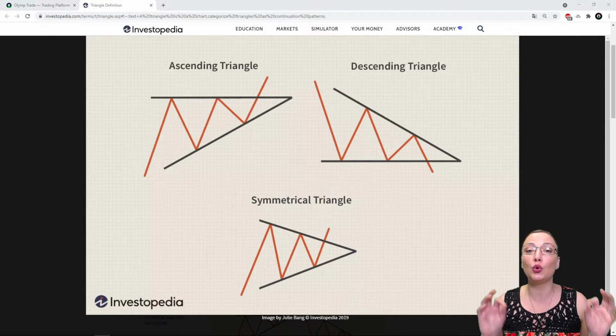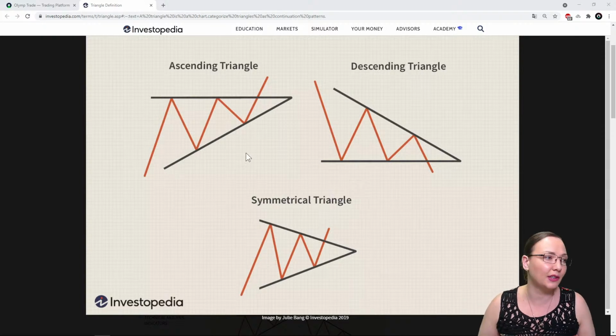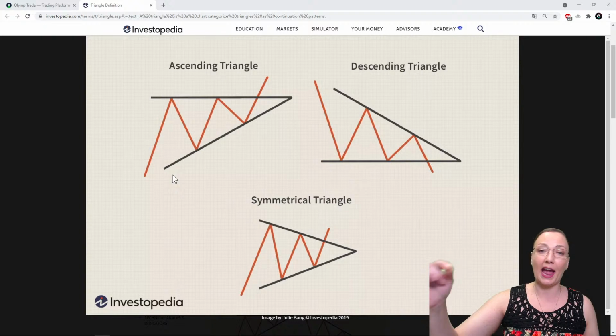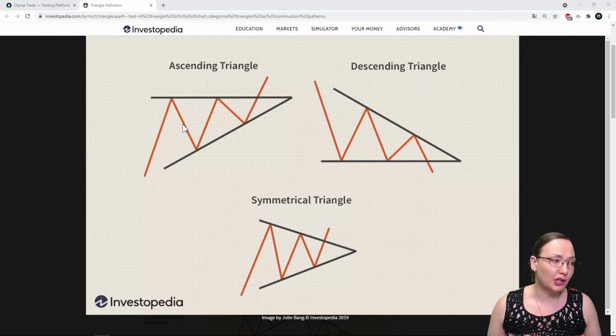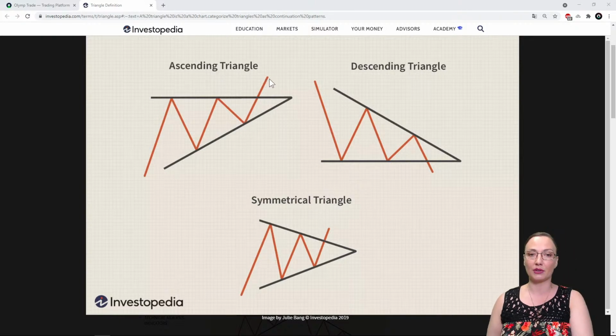This pattern usually precedes the continuation of an uptrend after a correction. So we can see here an ascending triangle. So we had an uptrend, correction. The price is making higher lows, but it's not making higher highs. And here we're looking for a breakout.